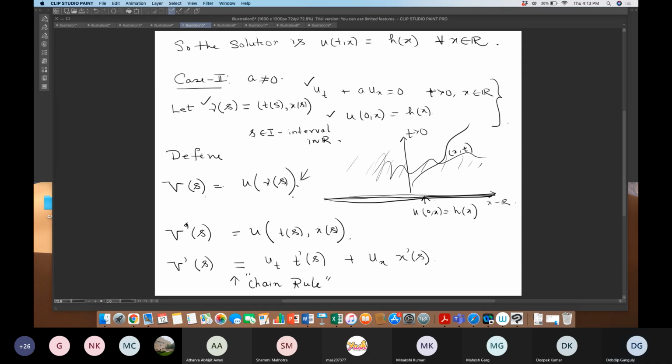What is u? u is a function which solves this. So we want to see how the solution looks like. Let us first assume u is a solution. Then v of s equals u of gamma s. Clear? Okay. Then I do the chain rule. v prime of s, if you do the chain rule, you will have this. Is this statement clear up to this point?